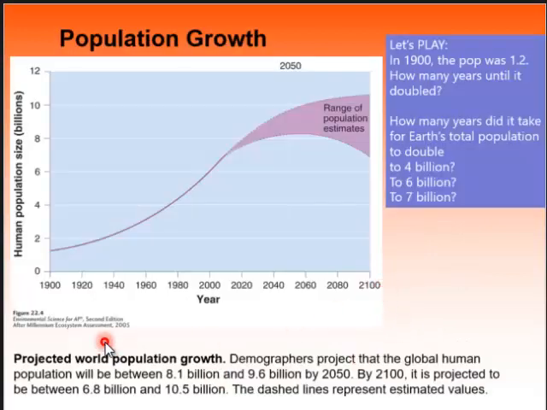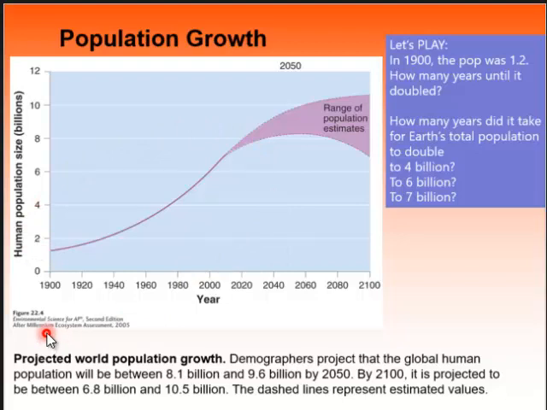All right, so we're going to look at this chart for a minute, and we're going to do some very, very easy, just look at and do some simple math in your head. So in 1900, that's right here on the chart, we had a population of about 1.2 billion people. This is real. 1900, 1.2 billion people. So my question is, how many years did it take to double? Can you determine that by looking at this chart?